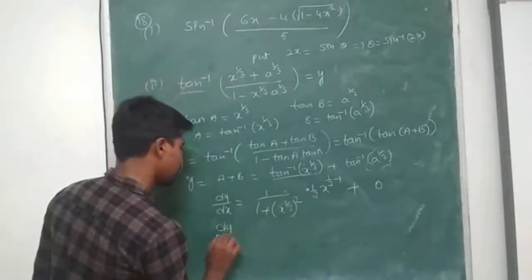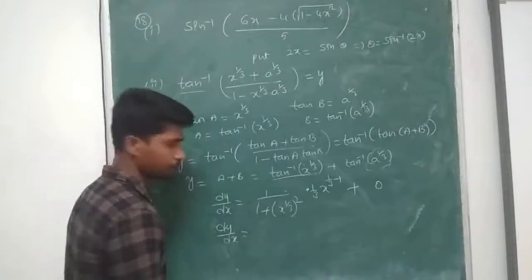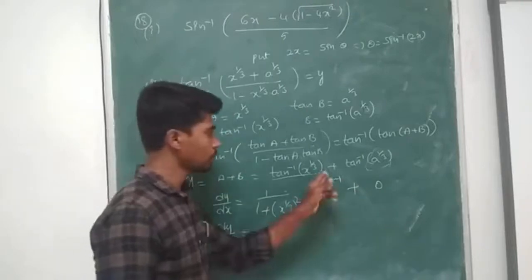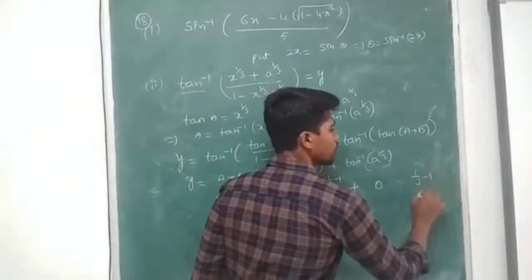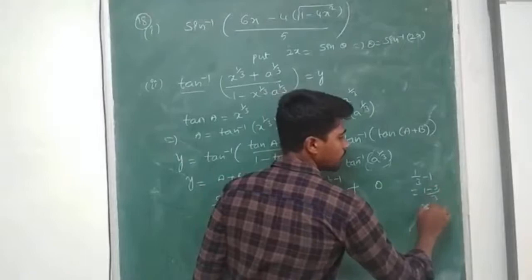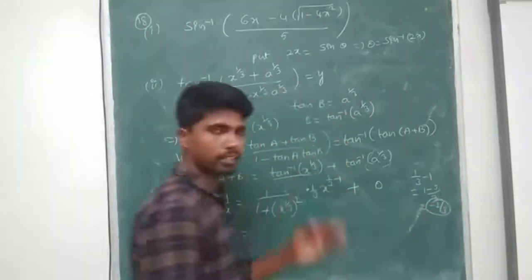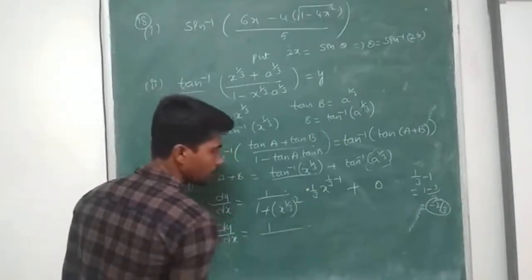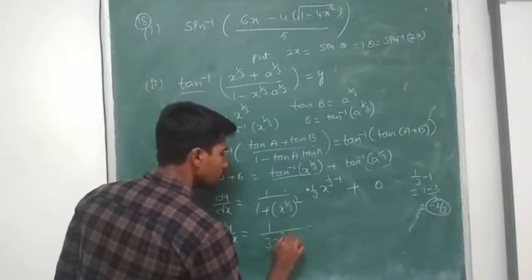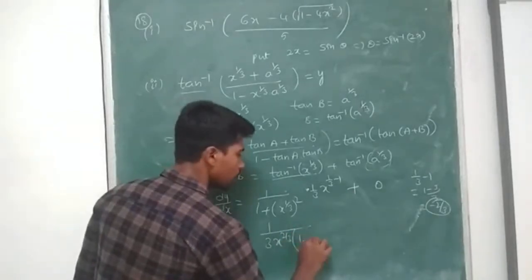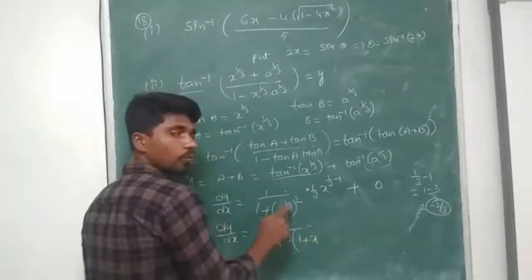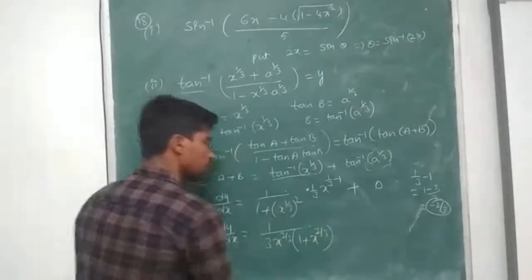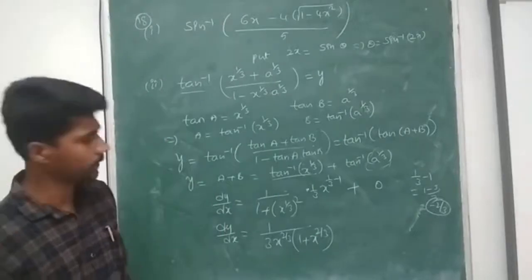Now dy/dx is equal to 1/3 into x^(1/3 - 1), so 1/3 minus 1 is equal to (1 - 3)/3, nothing but minus 2/3. If I take it to the denominator, I get x^(2/3). So we get it as 1 / (3 x^(2/3) (1 + (x^(1/3))^2)). (a^m)^n is a^(mn), so we get it as 1 + x^(2/3).